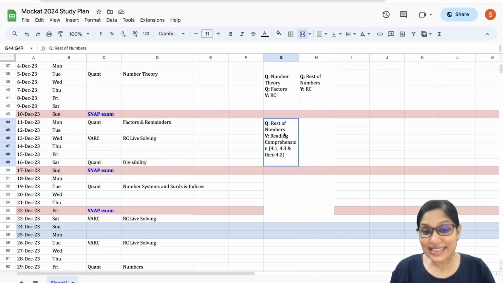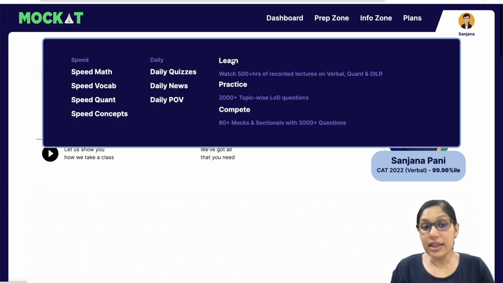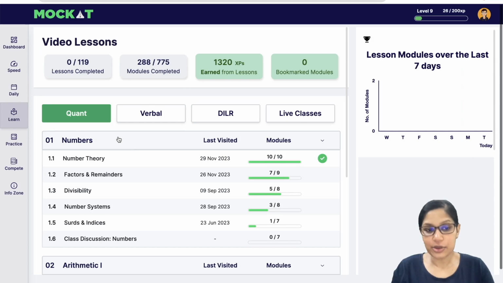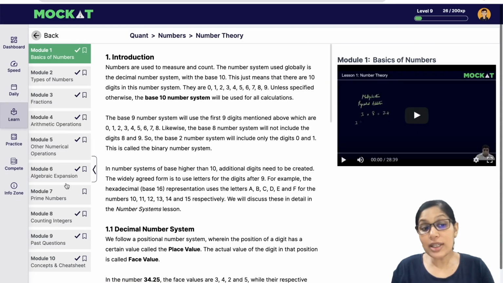Where do you find these lessons to prep? Now here is where we come on to Mockat. All of you will have access to all of the content and the material that we have. So just head on to Prep Zone, Learn, which is where you have the lesson videos. So say we are going through number theory, click on number theory. All lessons are split into separate modules. So it's not a 2-hour, 3-hour lesson that you are going through. It's all split into different concepts.